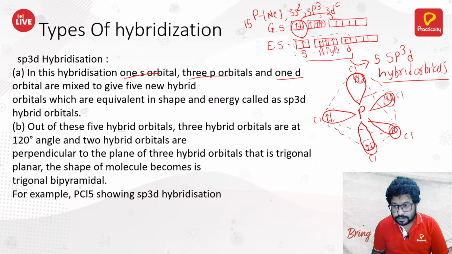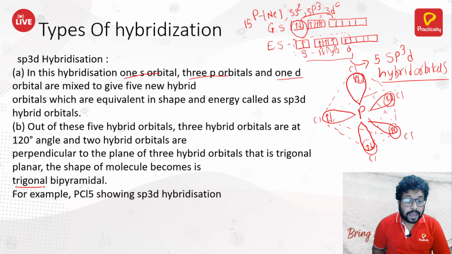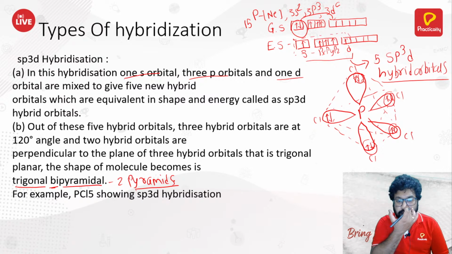This is a pyramid to the upper side, to the lower side, and in between you have a trigonal planar. That is why it is called trigonal bipyramidal. Why? Because you are forming two pyramids, one upper and another lower. Okay, that is how PCl5 actually forms.